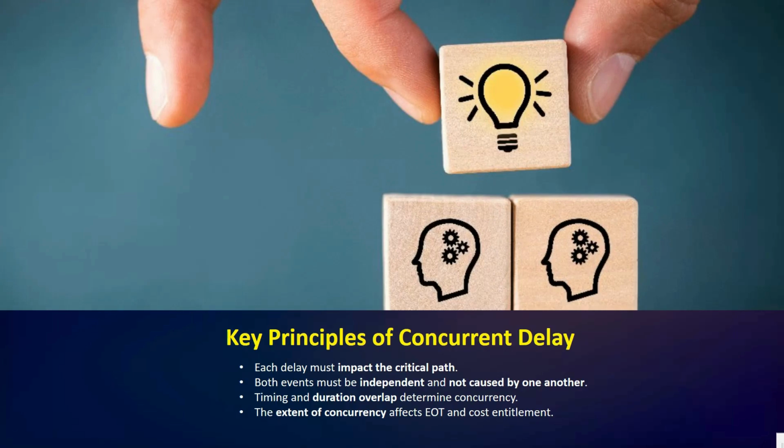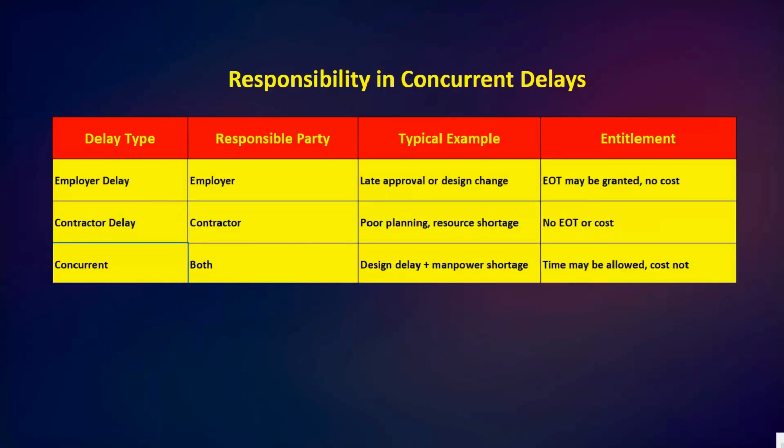The timing and duration of both events determine how much they overlap. The extent of concurrency, whether full or partial, influences how much EOT and cost can be granted. In simple words, concurrent delay is not about who's at fault first, but how both delays interact on the project schedule at the same time. Okay, I hope the key principles are clear.